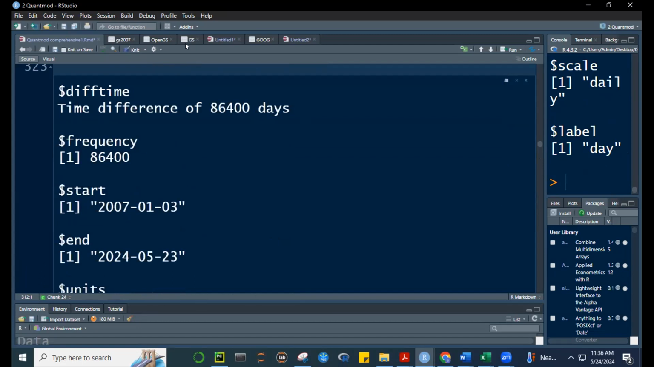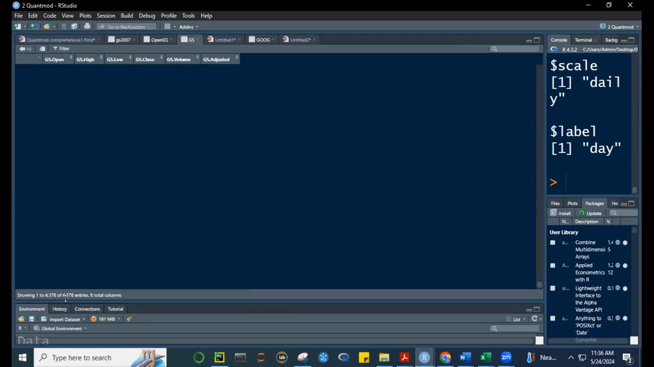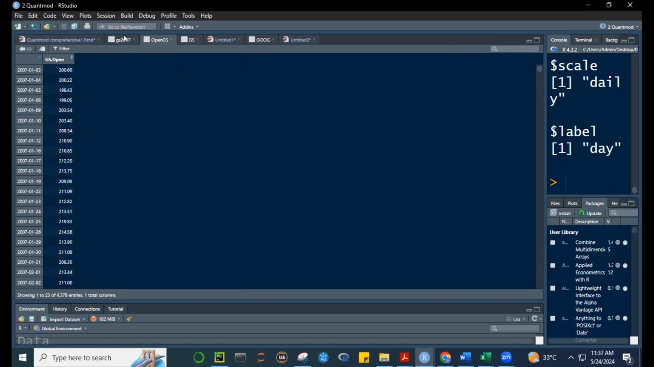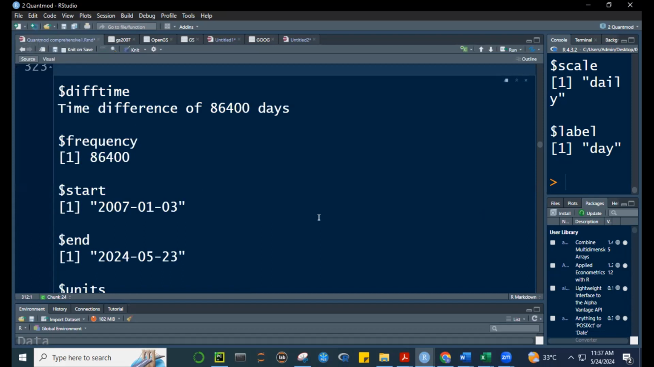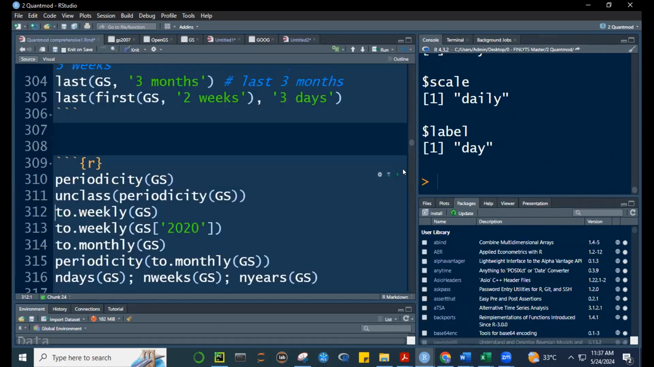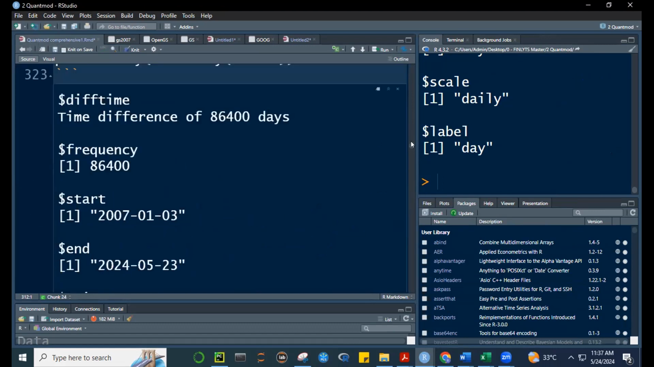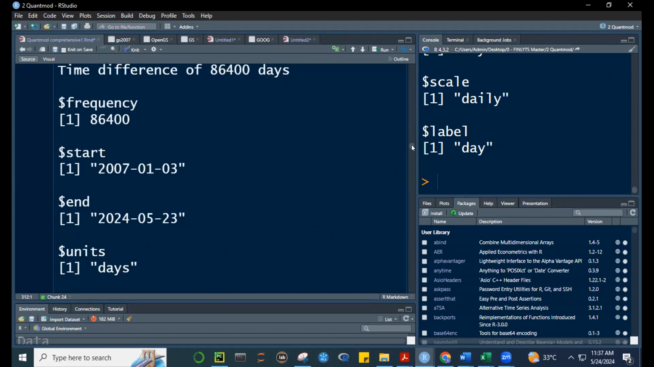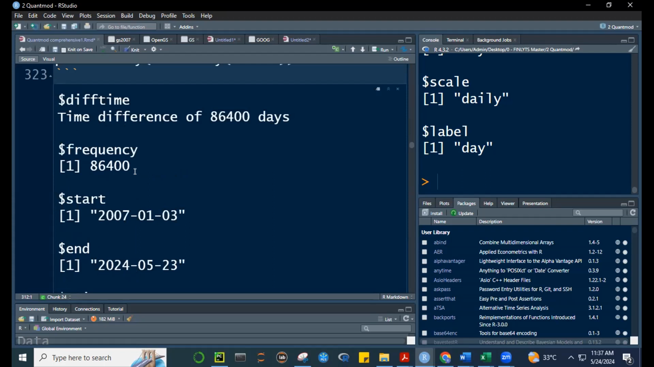Okay, how many data does GS have? 4,378 observations. Okay, daily data. And here, what does this 86,400 mean, class? Anyone, class? What does that mean? Can anyone guess, class? What's this frequency?